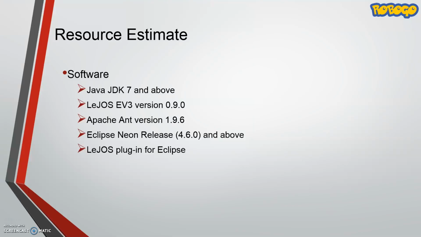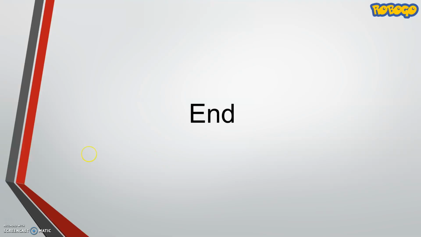And Apache Ant version 1.9.6 and above, and Eclipse, which is the development tool that we use to develop the software to talk to the robot and also to display the map, and the Lego plugin for Eclipse so that we can access the API for the robot.